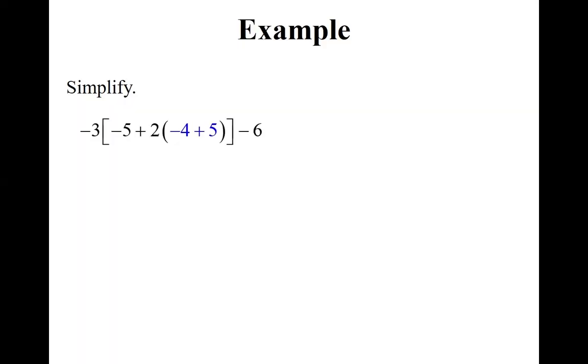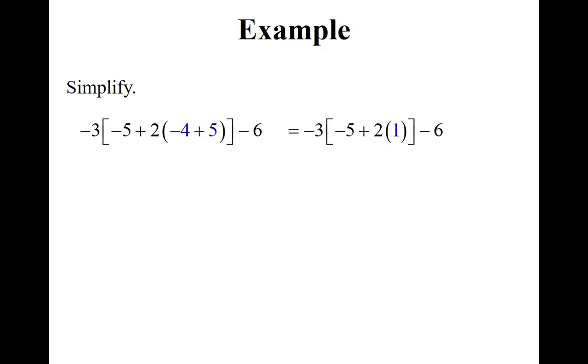Next up, -3 times [-5 + 2(-4 + 5)] - 6. So we have grouping symbols within grouping symbols, parentheses inside of square brackets. We go to the innermost set. So we start inside the parentheses with -4 plus 5. And -4 plus 5 is +1.